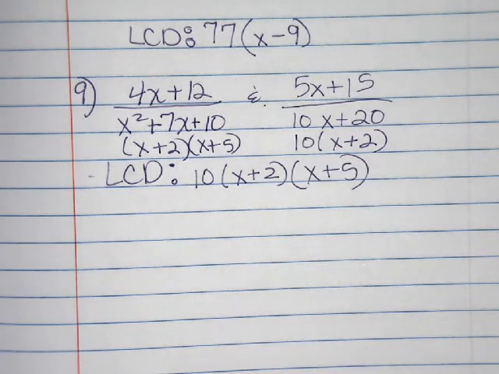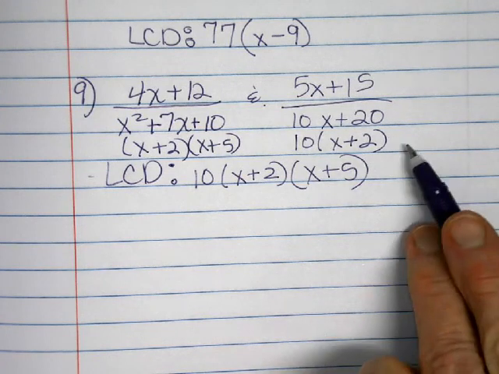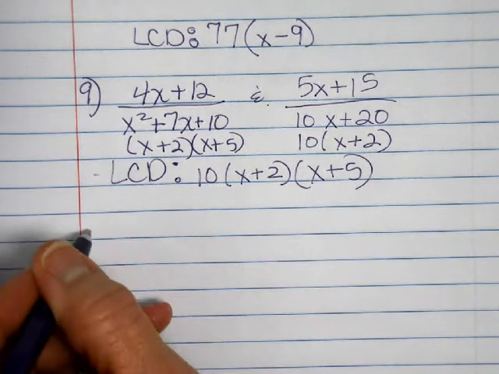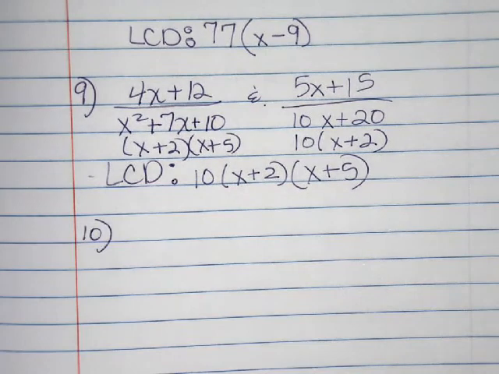This one has a 10. They both have an x plus 2, so we'll only write it once, and an x plus 5. So I said gather the like factors. Gather all the factors and only write the ones that are alike once. So if this guy had another x plus 2, I'd have to write it twice in the LCD.